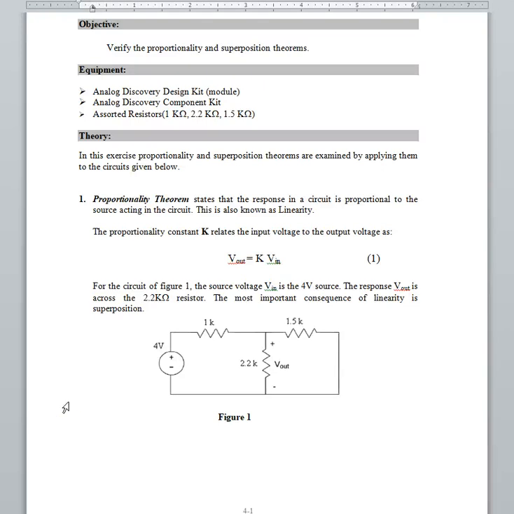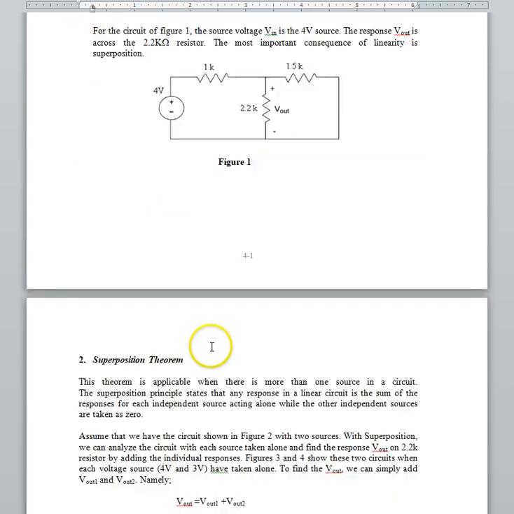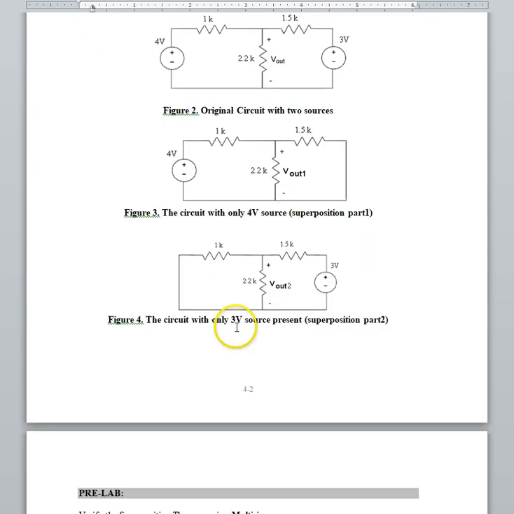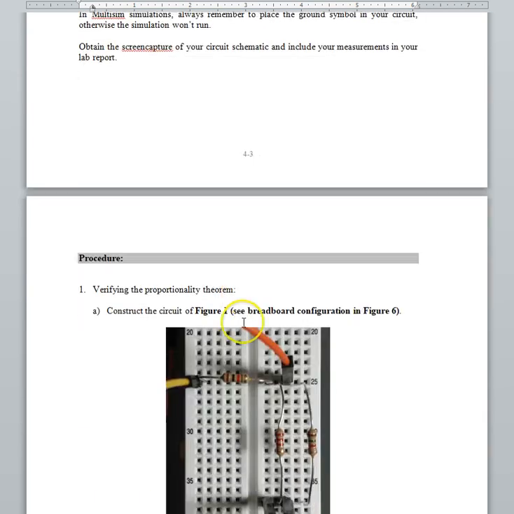In this lab, you will be verifying the proportionality and superposition theorems. Proportionality theorem says that the response in a circuit is proportional to the input source. This is also known as linearity. So there exists a relation between the output and the input, a linear relation shown as the k, where k is a constant.